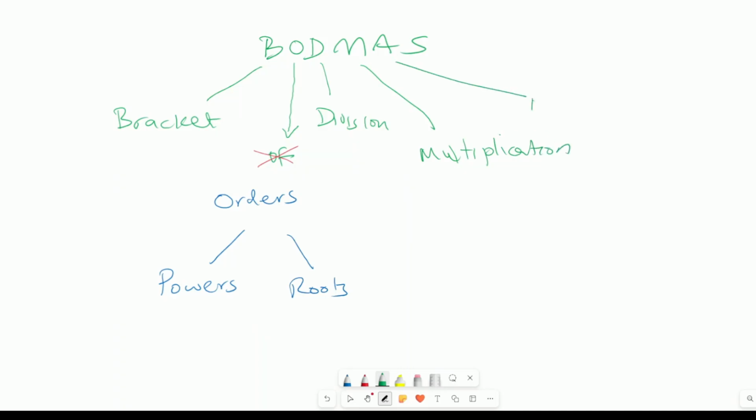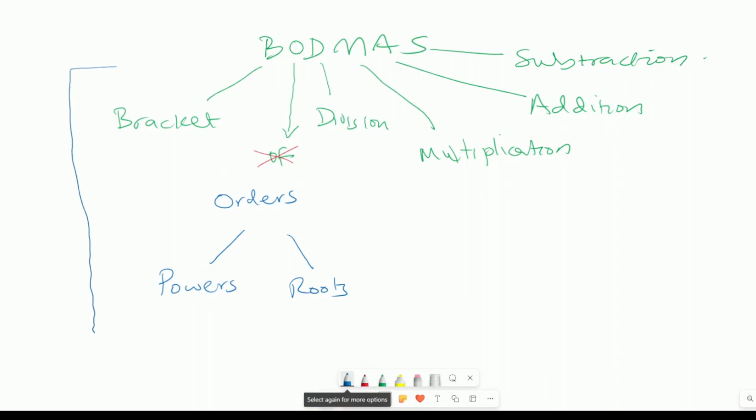A, addition. And S, subtraction. So now we know what everything stands for, but the first two are where I want to put much emphasis. Brackets and roots and powers.